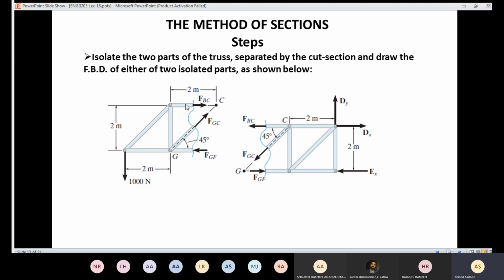So when I cut here, I'm going to have normal forces. When I cut here, I'm going to have normal forces. The normal force is perpendicular to the cross section.